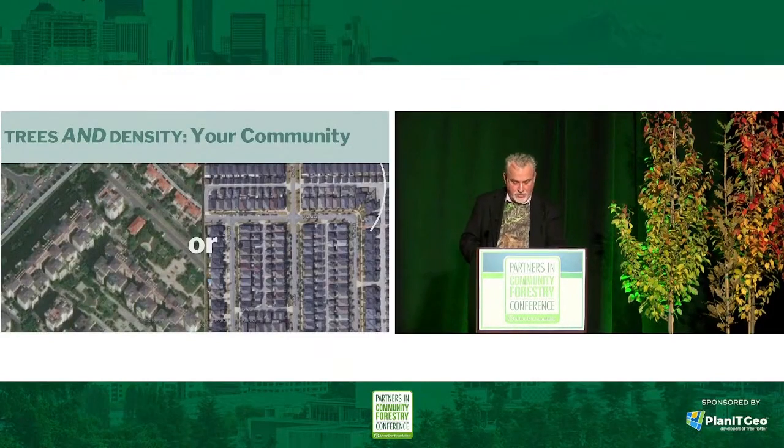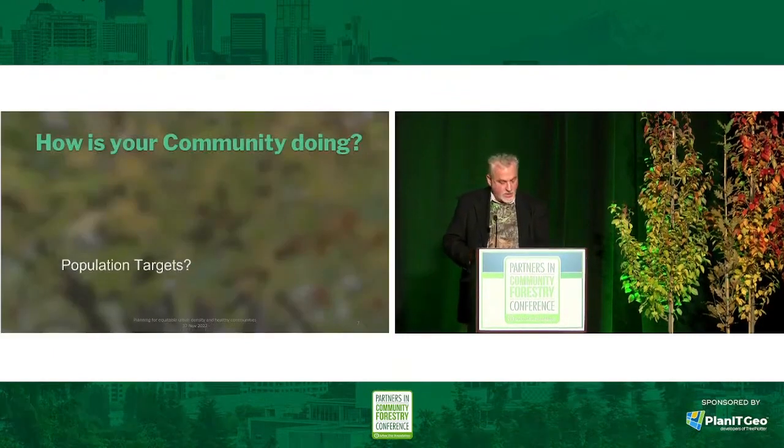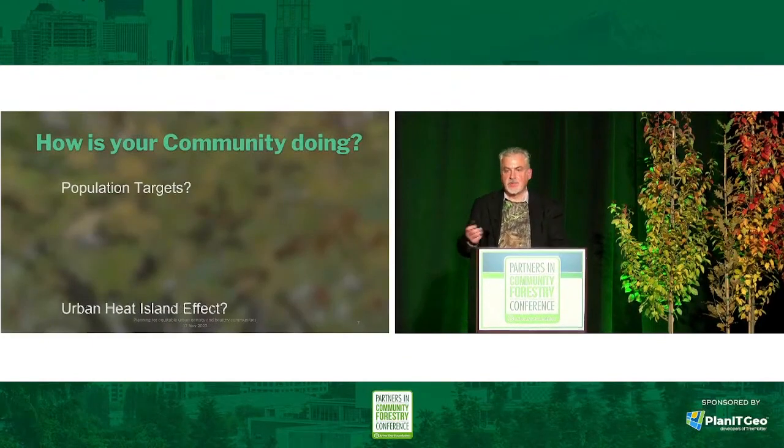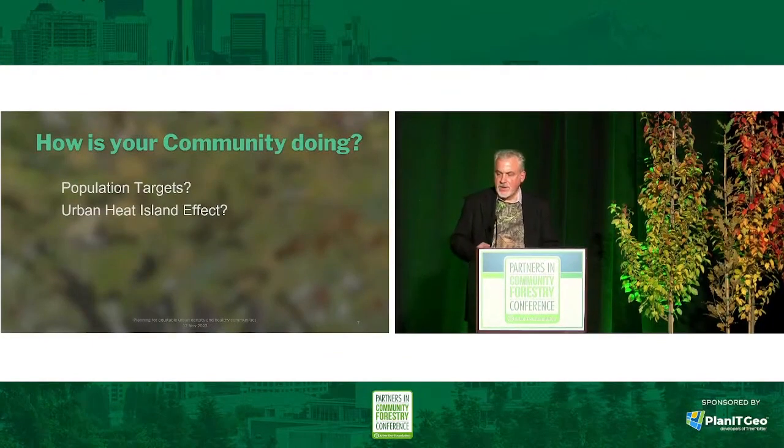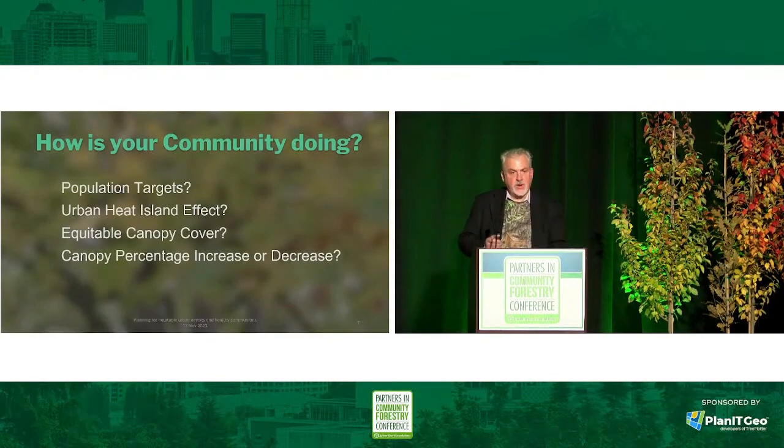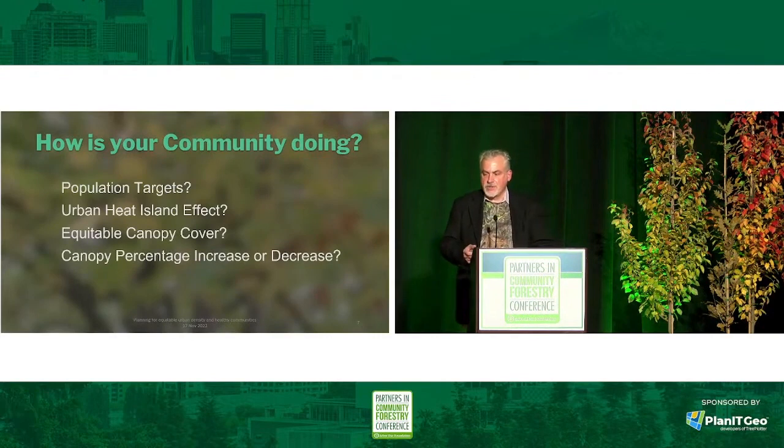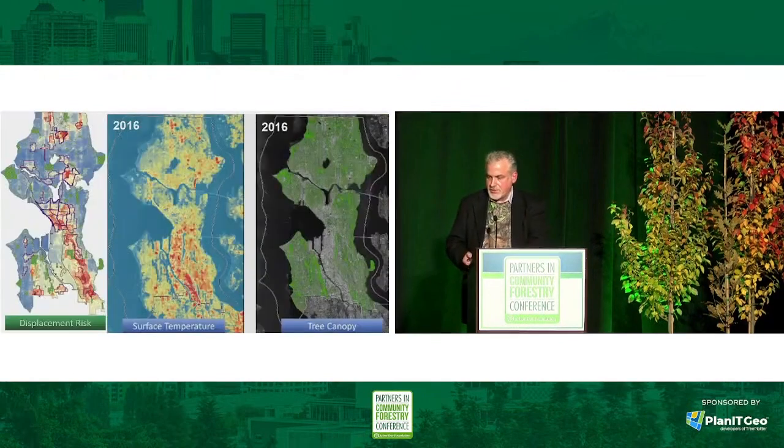Let's explore how urban density and healthy communities may be planned rather than just a simplistic approach of just providing density like you see on the right. Well, and also think about your community. I'm going to be talking a little bit about Seattle, so make sure you enjoy the waterfront while you're here. But how is your community doing regarding these challenges? Population targets, urban heat island effects, equitable canopy cover throughout. Is your canopy increasing citywide, or is it decreasing?